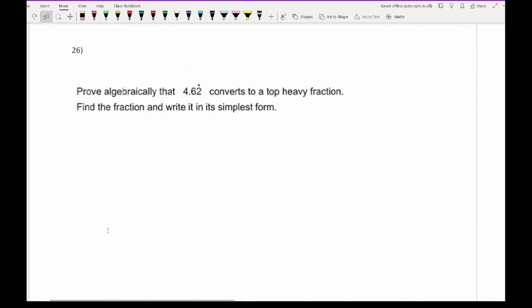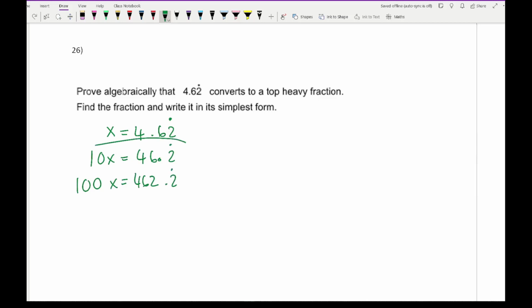Moving on to question 26, it says prove algebraically that 4.62 recurring converts to a top heavy fraction. And it says find the fraction and write in its simplest form. If I start off by writing x equals 4.2 recurring, I then multiply that by 10, so I get 46.2 recurring. Multiply that by 100, and I get 462.2 recurring.